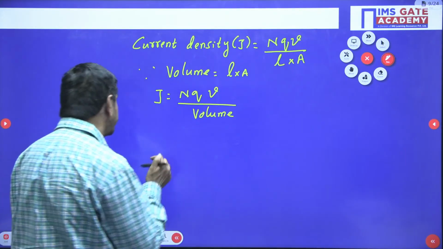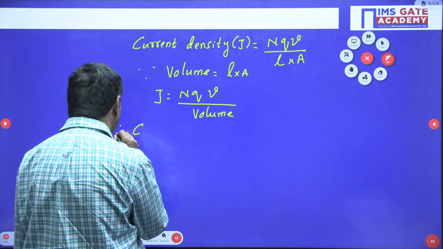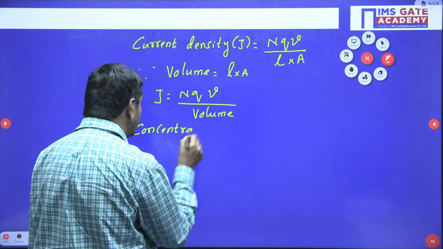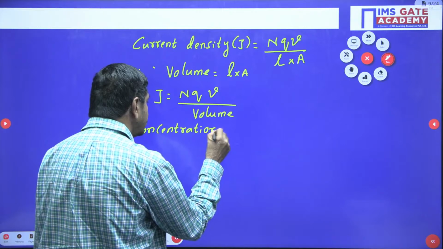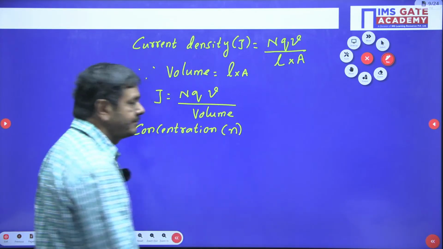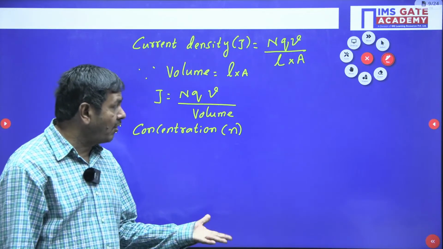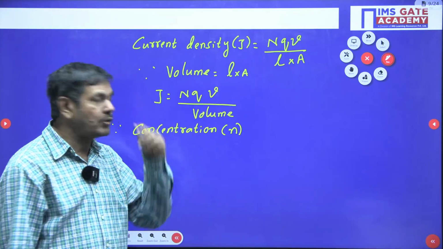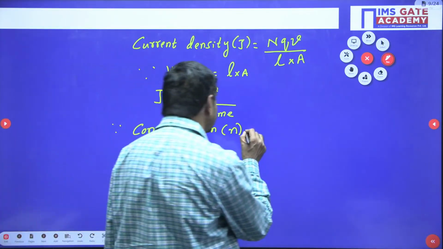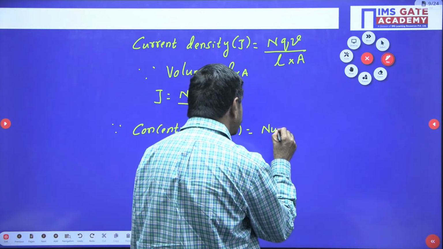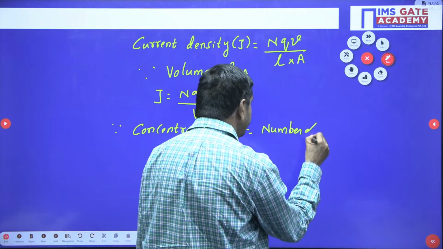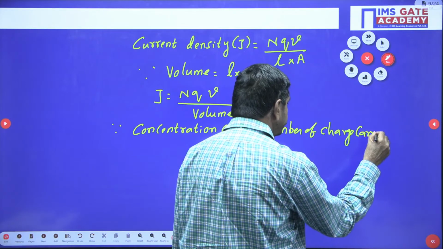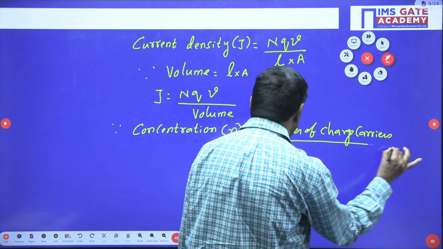I can write concentration. So I can write one more formula. Suppose in a problem it becomes necessary to find the concentration. Concentration is denoted by the symbol small n. There may be a concentration of electrons here, because in the conductor the concentration of electrons is going to flow. That is denoted by the symbol n. What is concentration? I said number of charge carriers divided by volume.